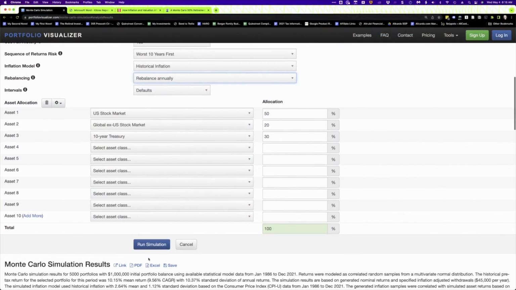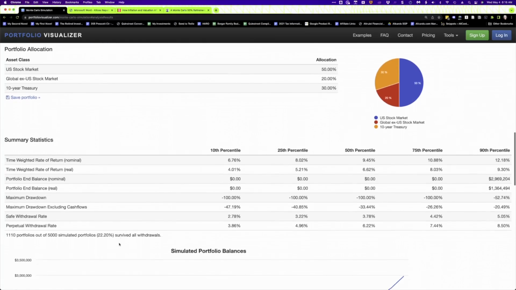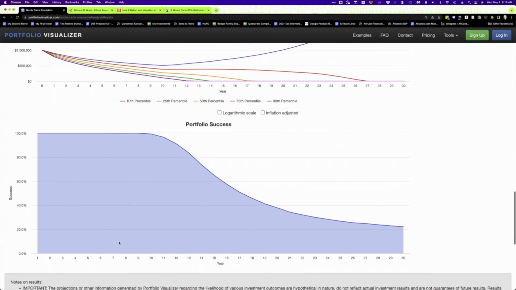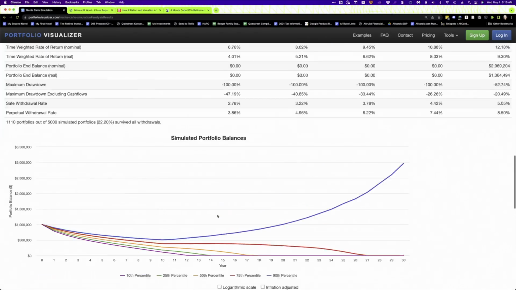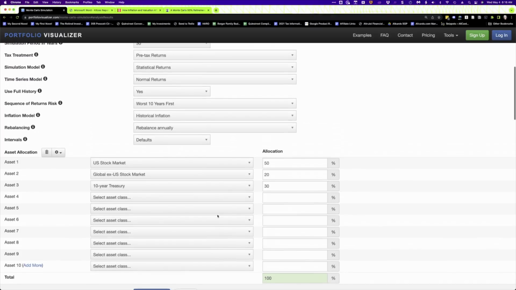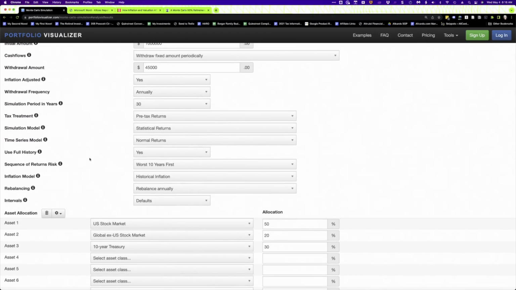So if we run that, as you might imagine, the results are going to get ugly. And we'll just scoot down to success. Look at that. Yeah, it's gone down to 22% success rate. And so the question becomes, well, how realistic is that? So here's sort of a starting point for thinking through all of this.